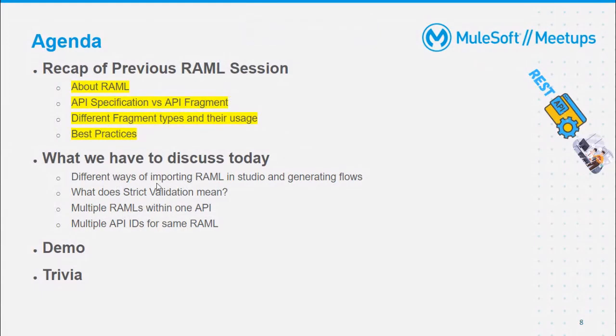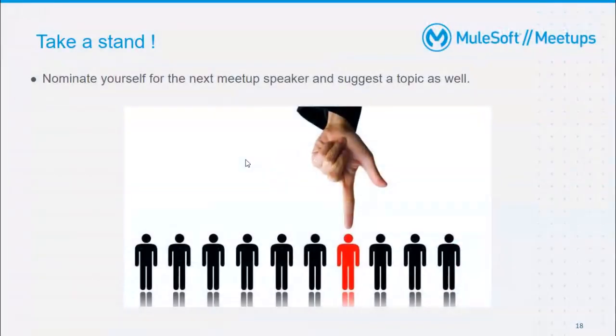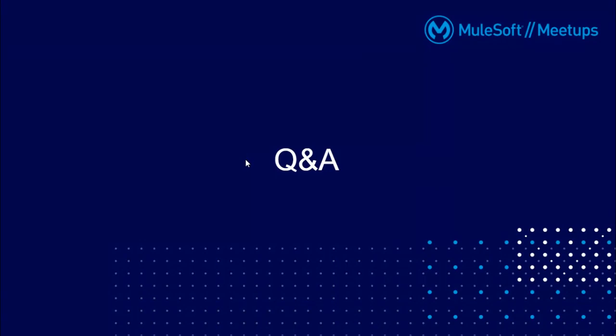Then we have discussed how we import different RAMLs, what is strict validation, how one API can have multiple RAMLs, how one RAML can have multiple API IDs, and we can apply policies. We have seen the demo. All this we have covered. So yes, over to you, Giri.